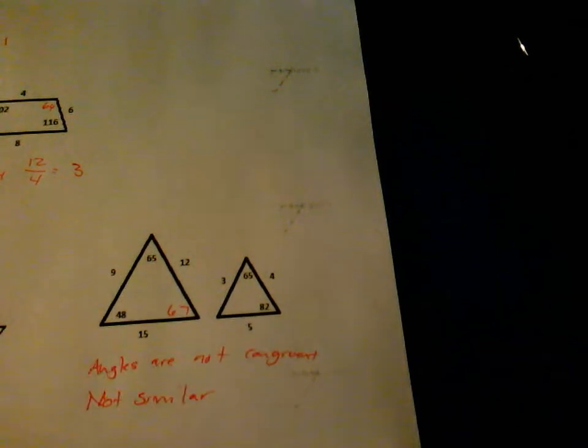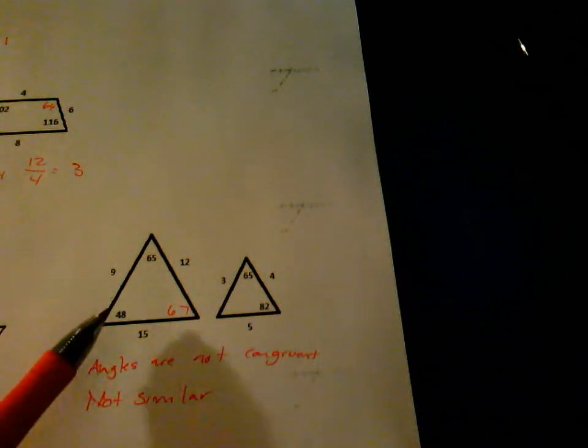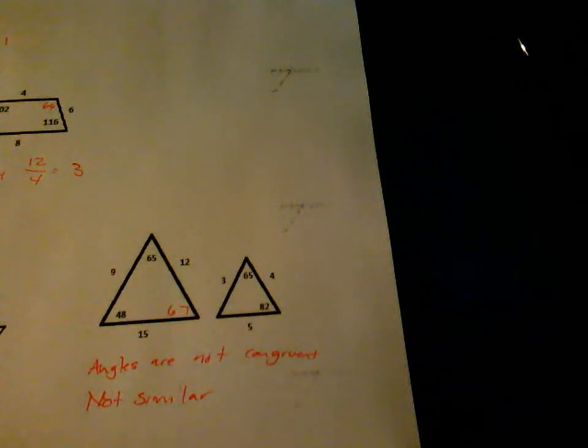Okay? Because the angles aren't congruent, they can't be similar. Remember, two things. They have to have the same ratio all throughout, and they also have to have congruent angles. Okay? Now that doesn't mean that they have to be in the same spot.